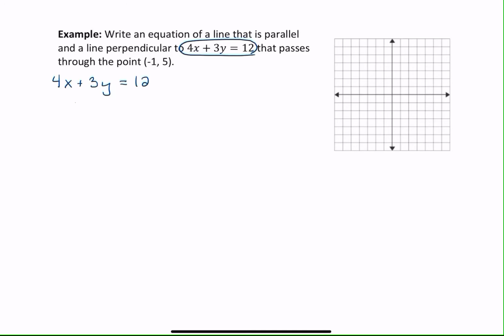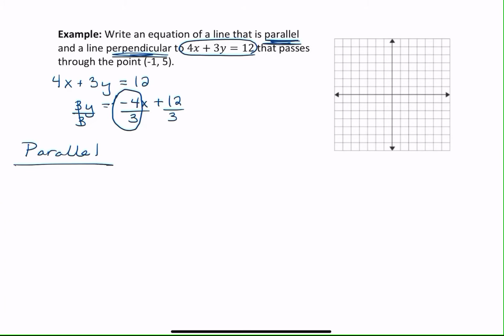I'm going to move my 4x to the other side, so it'll become negative, and then divide by 3. So I'll have y equals negative 4/3 x plus 4, but I really only need the slope from this, so I don't even care about the y-intercept. So let's do parallel first, because remember, it wants a line that's parallel and a line that's perpendicular. So parallel means my slope is negative 4/3, and I've got to pass through the point they gave me, which is (-1, 5).